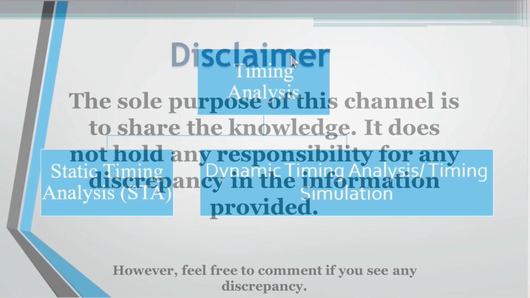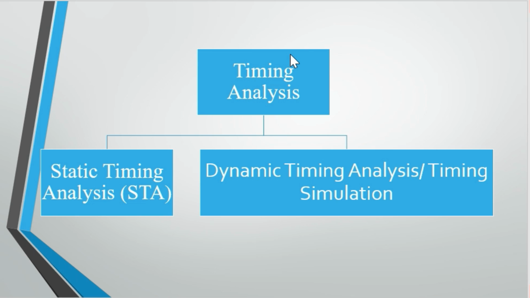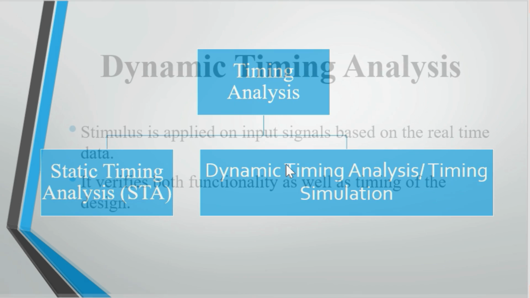So what is timing analysis? Timing analysis is basically analyzing the design for any kind of timing issues, and by doing the timing analysis we make sure that the design can operate at the rated speed without any issues. So as you can see, we can do timing analysis in two ways. One is static timing analysis, which you know, and the other method is dynamic timing analysis, also known as timing simulation. So we will see both of them one by one.